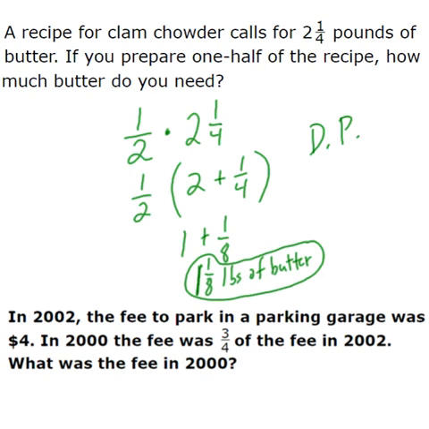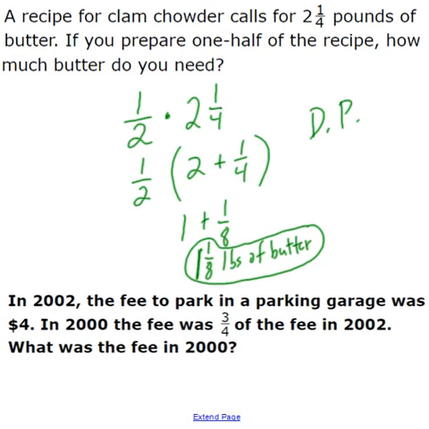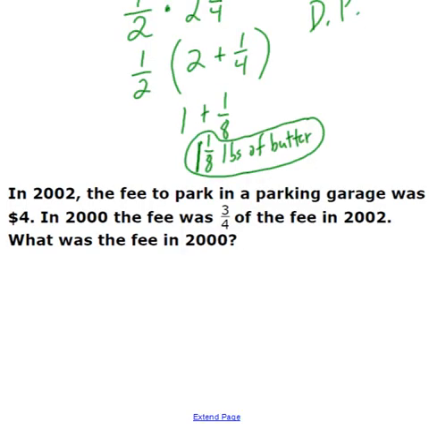All right, last problem in the notes. In 2002, the fee to park in a parking garage was $4. The fee 2 years before that was 3/4 of that fee. So this is really just what? 3/4 of 4. So again, 3/4 of 4. Hopefully everybody knows that that's 3. Include your units, right?